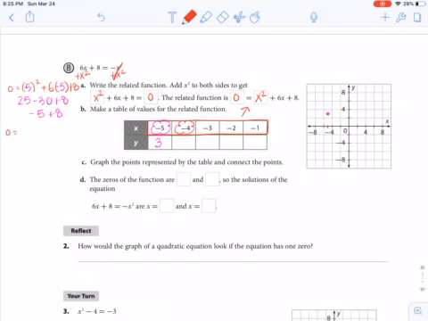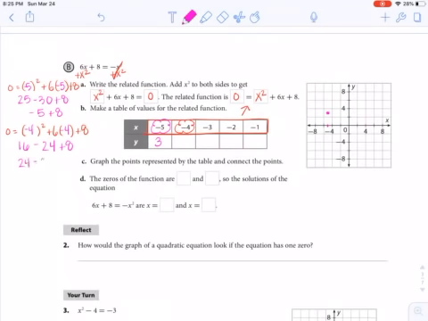So I have 0 equals x squared plus 6 times x plus 8. Well, again, I'm plugging in that negative 4. And so I have 16 minus 24 plus 8. Well, I know that 16 and 8 are going to give me 24. So I have 24 minus 24, which is 0. So I will have a 0 here.